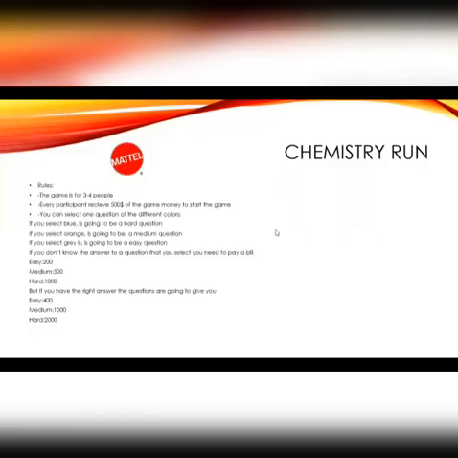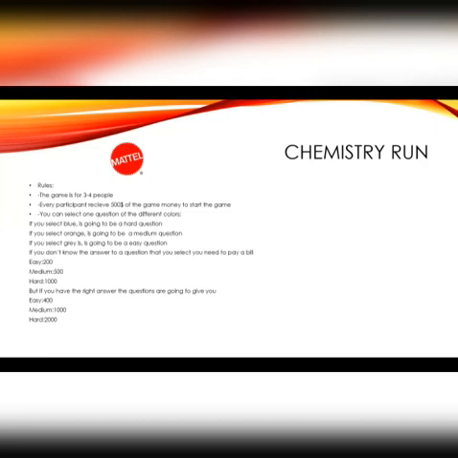The name of the game is Chemistry Run. The rules are that the game is for 3 to 4 people. Every participant will receive 500 of the game money to start the game. You can select one question of the different colors. So in your turn you can select, for example, a blue question and it's going to be a hard question. If you select an orange one, it's going to be a medium question, and if you select a gray one, it's going to be an easy question.